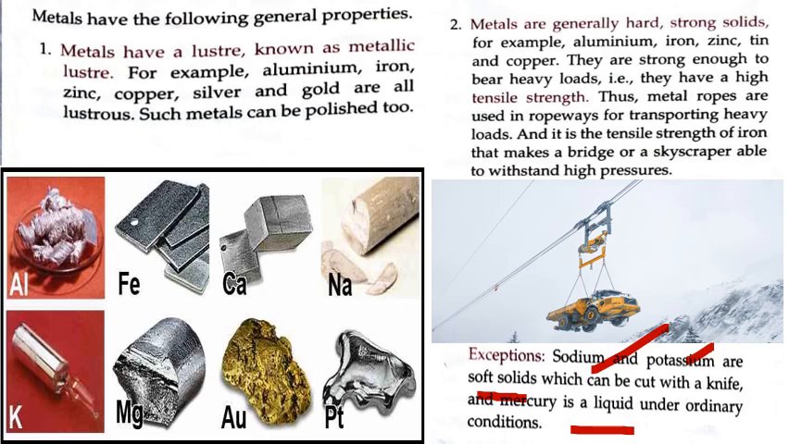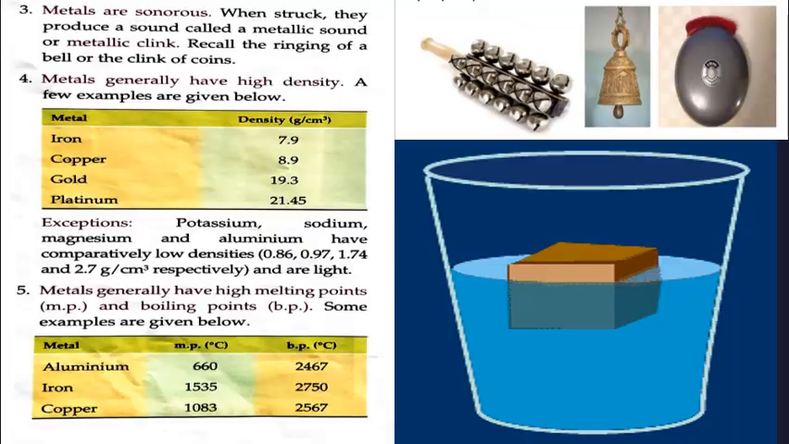So you have to always remember the exceptions, because there will be exceptions in all the cases. A few metals or a few non-metals will be there which don't go according to their properties. Mercury is a liquid under ordinary conditions. Alright, you have to remember this, that mercury is a liquid under ordinary conditions. The third property is metals are sonorous.